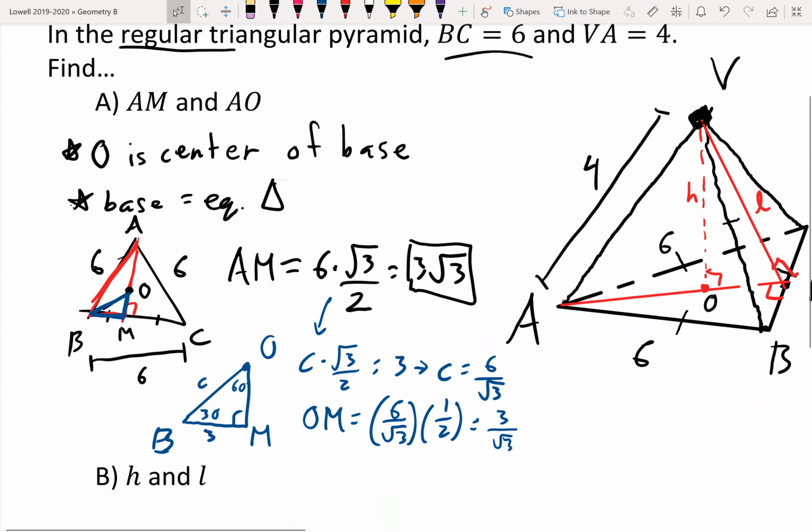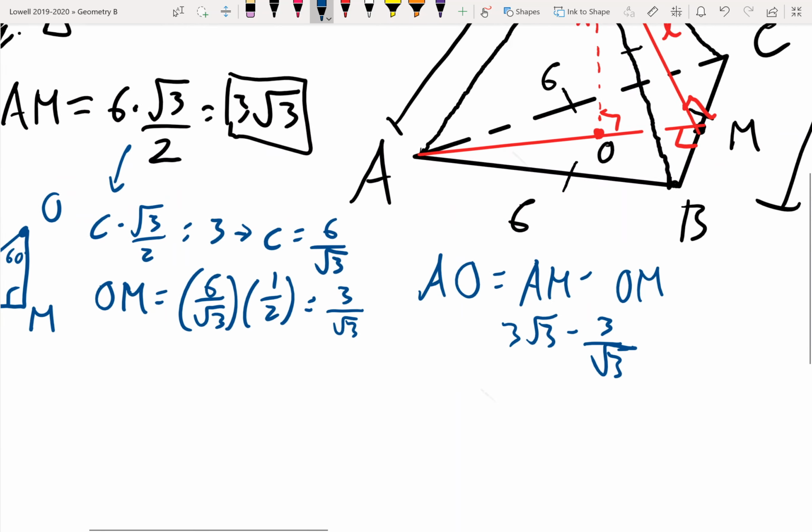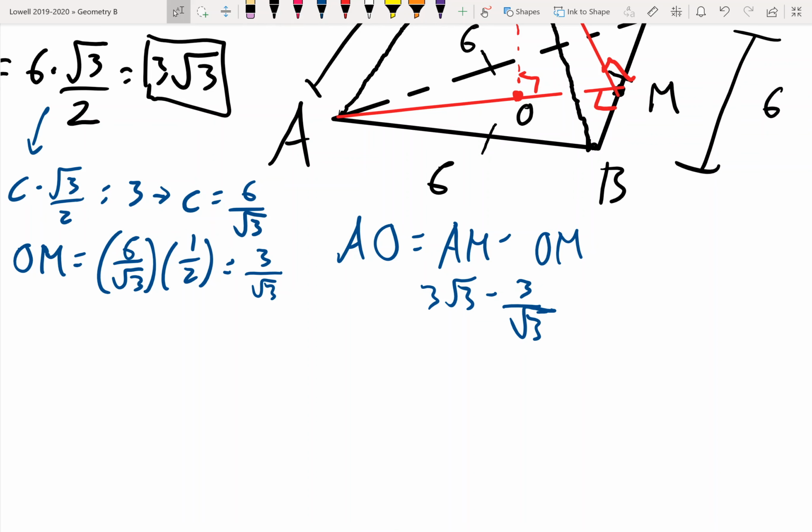So now I can put those two together and say that AO is equal to AM minus OM, which would be 3 root 3 minus 3 over root 3. This is a little hard to do as is, so I'm going to want to simplify or rationalize OM here.